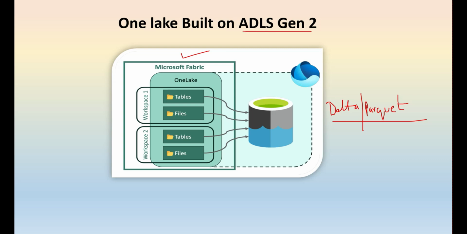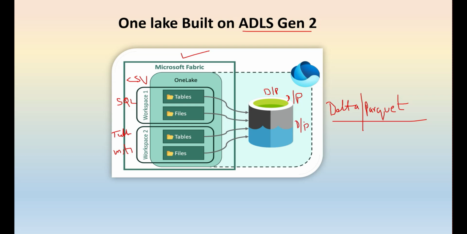So whatever data you dump, suppose you dump a CSV file here, it will get converted and stored as a delta parquet. And if you dump a SQL file here, it will convert into a delta parquet format. Suppose you dump a table, tabular format, or unstructured data, it will just go and be stored as a delta parquet.